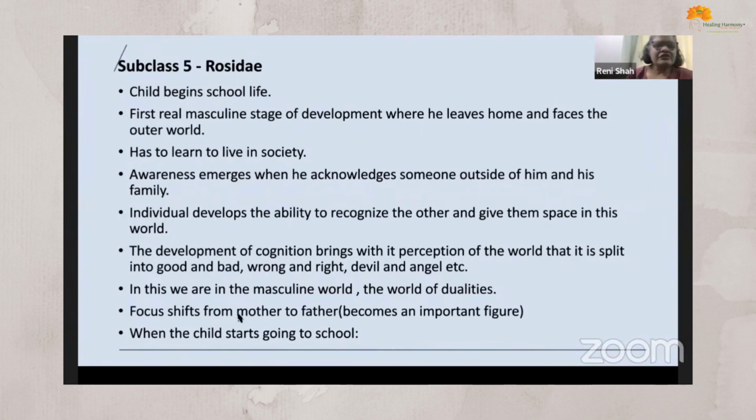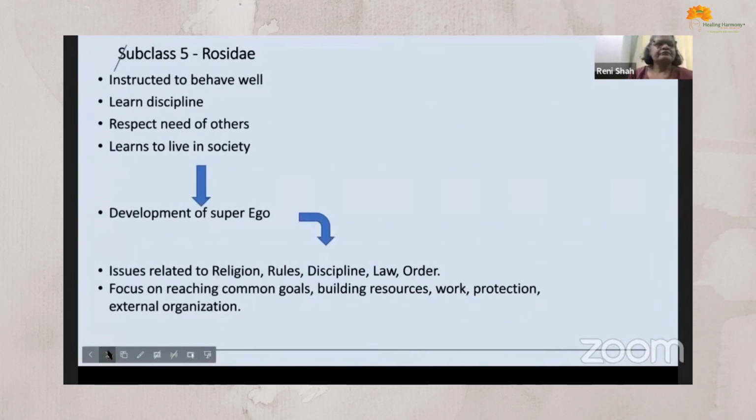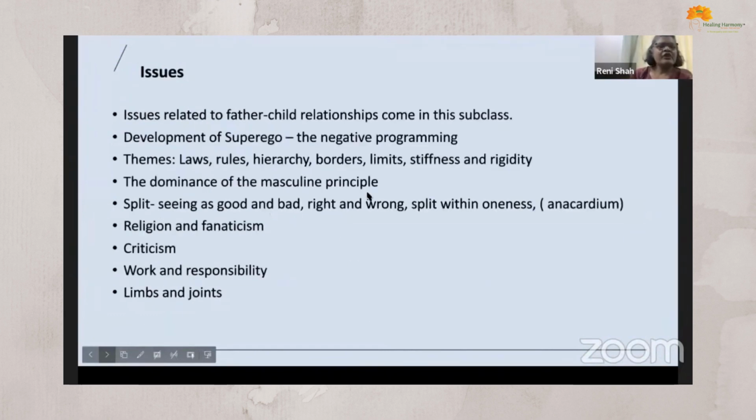The focus shifts from mother to father, who becomes an important figure. This is the age when the child starts going to school. There is a little more understanding about why there is a split and what happens to the ego. I'm not covering this today; I've done this in the basic course. So what are the issues?